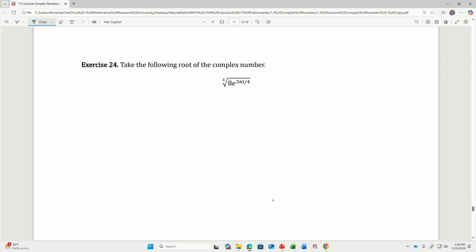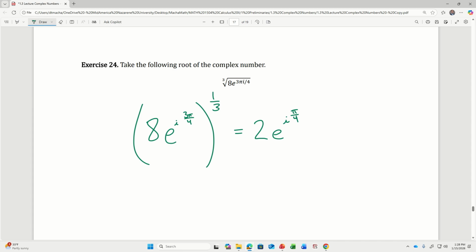If you want to take roots of a complex number, just remember this. The cube root is the same thing as the 1/3 power. And the square root is the same thing as the 1/2 power. And the 5th root is the same thing as the 1/5 power. And then distribute that power. The cube root of 8 is 2. And I'm going to get that as my answer. Instead of 3 pi over 4, my new argument is going to be just 1 pi over 4.